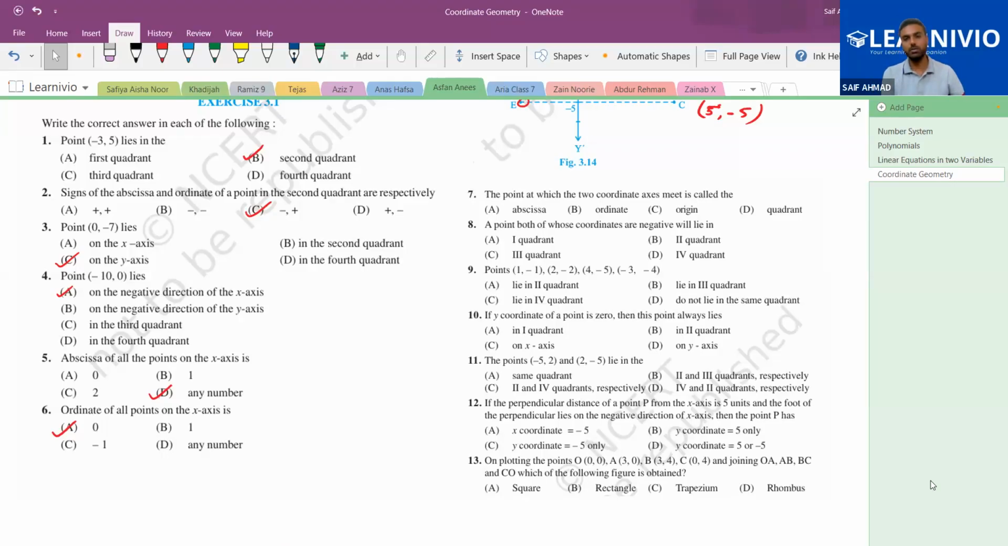Tell me the answer of 7. The point at which the two coordinate axes meet is called the origin. Yes. Question 8: a point both of whose coordinates are negative will lie in the third quadrant. Yeah. Question 9: the points (1, -1), (2, -2), (4, -5) and (-3, -4), which do not lie in the same quadrant? Yes.